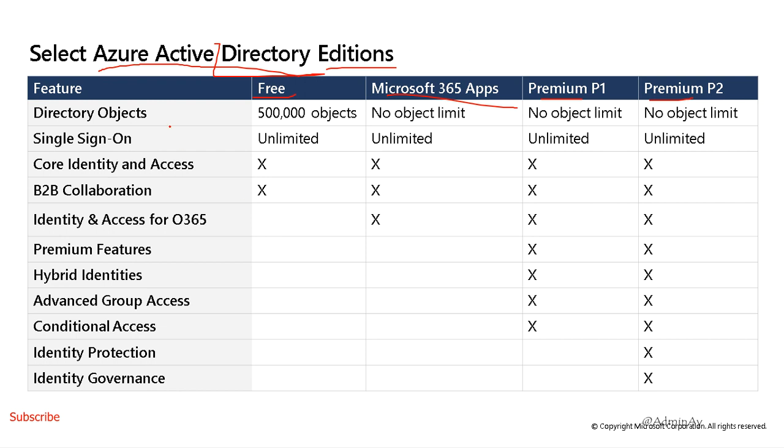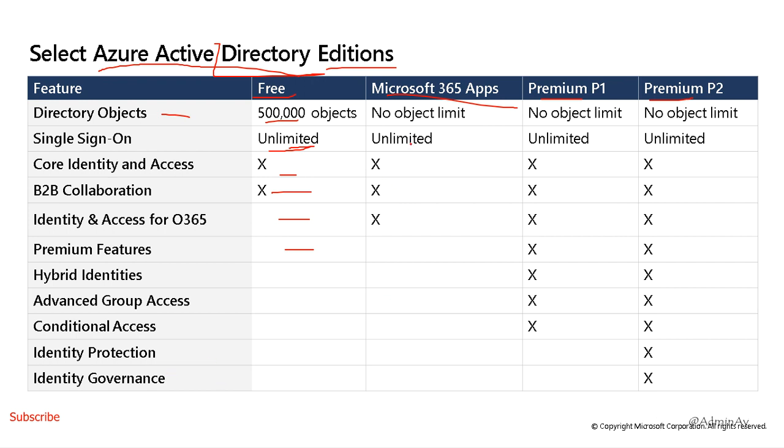Well, you can see here that the free subscription allows 500,000 directory objects. It also has single sign-on capability, as well as core identity and access and business-to-business collaboration, but does not allow for identity and access for Office 365, and doesn't have premium features, doesn't have hybrid identities, doesn't have advanced group access, conditional access, identity protection, as well as identity governance.